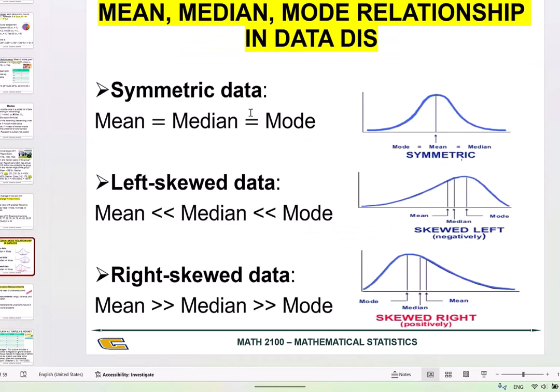So here is the relationship between the mean, median, and mode in data distribution. For symmetric data, they are all pretty much at the center, so they are all equal. For left skew, the nature is that the mean will be much less than the median and less than the mode. This is what happens with left skew data, because most of the data will concentrate on the right side, and some will stay on the left side. This pulls the mean here.